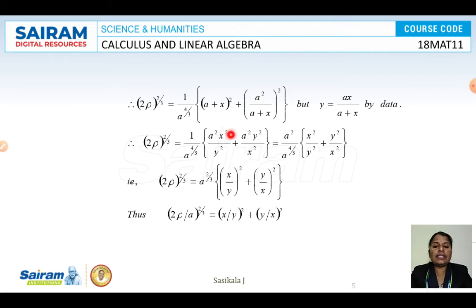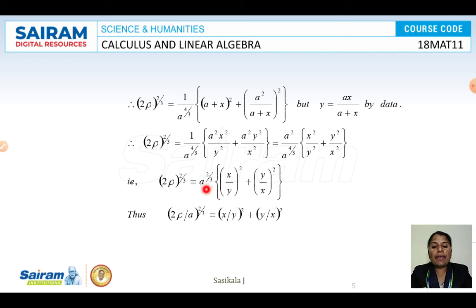To simplify this, I can get a squared x squared by y squared plus a squared y squared by x squared, which is equal to a squared term I'm going to take out from the outside. So what will happen? a squared of a to the power 4 by 3 of, here you will be having x squared by y squared plus y squared by x squared. So now (2 rho) the whole power 2 by 3 is equal to a to the power of 2 by 3 of (x by y) the whole square plus (y by x) the whole square.